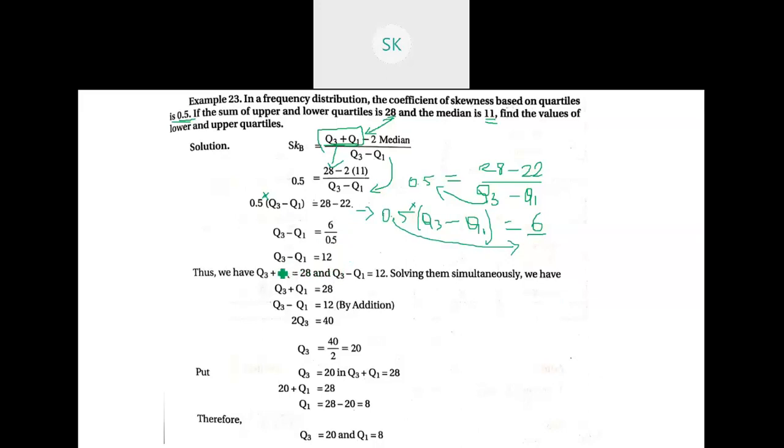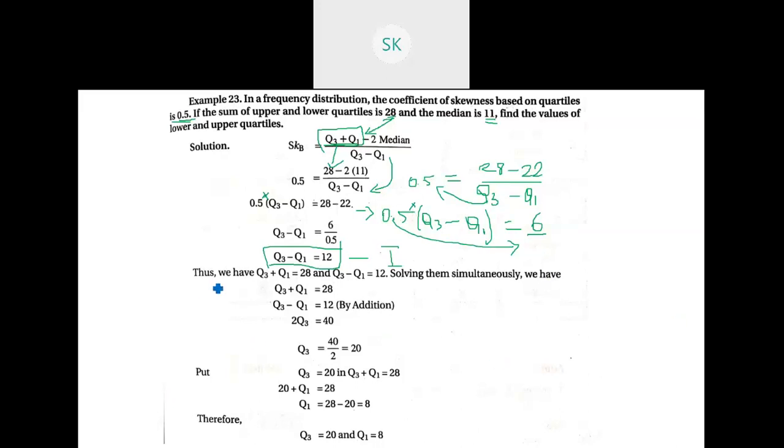So by doing this first set of calculation, I got another equation, which is Q3 minus Q1 is equal to 12. Did you all understand the first set of calculation? Anybody has doubt in the first set? We just used the formula, we applied all the numbers and then we simplified it. We got the first equation, Q3 minus Q1 is equal to 12. Now let's go to the next set of calculations.